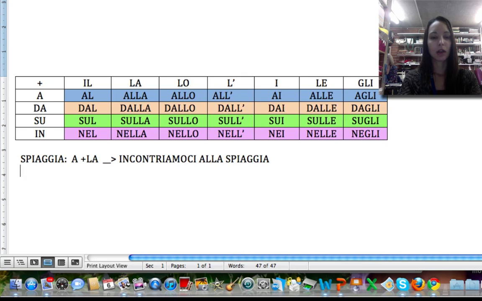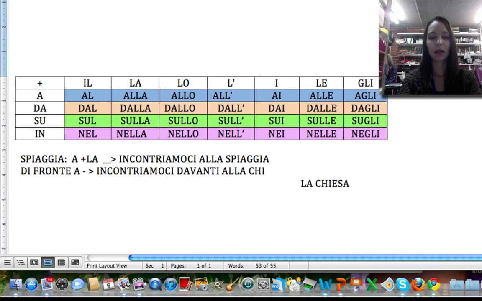Okay, what if you want to meet in front of the church? Incontriamoci. In front of is di fronte, and di fronte is always followed by an a. So let's meet in front of the church. Now we need to think of the word for church, which is chiesa. Chiesa takes la. We need to combine that with a. So incontriamoci davanti alla chiesa.